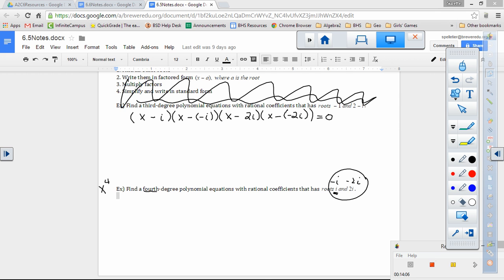All right, so I've written my roots in factored form. Now I'm going to just kind of simplify those double negatives. So I have x minus i and x plus i. And then I have x minus 2i and x plus 2i equals 0. All right, here's what I'd like you to pay attention to. Let's FOIL out these 2, and let's also FOIL out these 2.